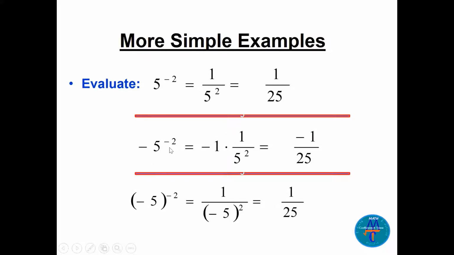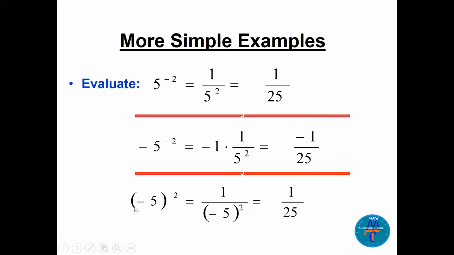But this is the way we write it: minus 5 to the power minus 2. So I leave the minus, 1 times 1 over 5 squared. So this is 1 over 25, and then multiply with the minus. So that's the answer here.